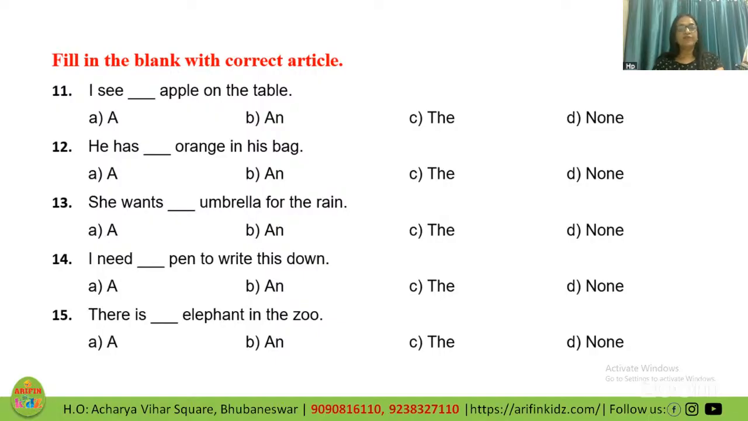Then question number 15. There is dash elephant in the zoo. The correct answer is 15B. Very good. Question 15, the correct answer is option B, an. There is an elephant in the zoo. Okay. Next.